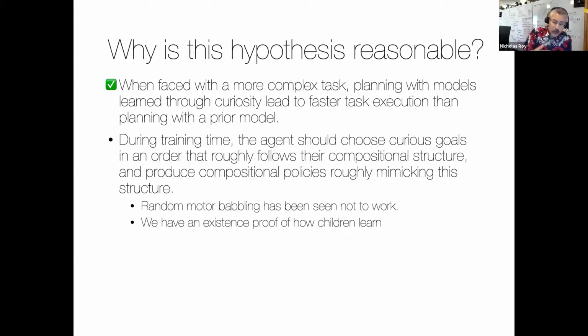If we're actually going to be trying to accomplish tasks in the future, then we're going to be planning them. So maybe we should think about how the compositional structure of our planning model informs our curiosity. Perhaps we should be choosing goals that produce compositional policies that roughly mimic our structure. And we know that this is important. Pierre-Yves talked quite a bit about this, in terms of how you pick the goals in an intelligent manner. We know that random motor babbling has been seen not to work, and we have an existence proof of how children learn. So really, that ordering of choosing goals, the curriculum with which our agents are curious, seems to be tremendously important for building our models efficiently.